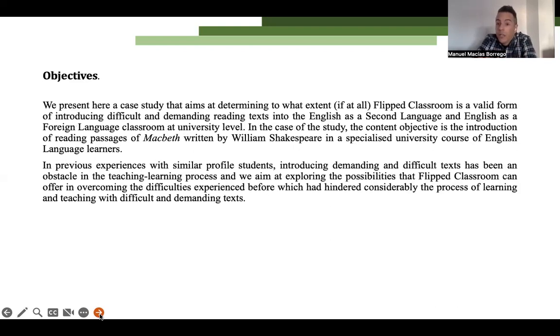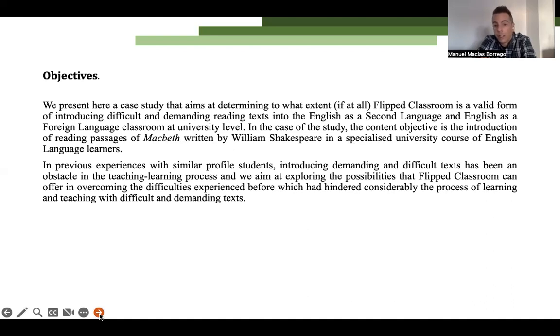The objectives of this case study: we present a case study that aims at determining to what extent, if at all, flipped classroom is a valid form of introducing difficult and demanding reading texts into the English as a second language and English as a foreign language classroom at a university level.